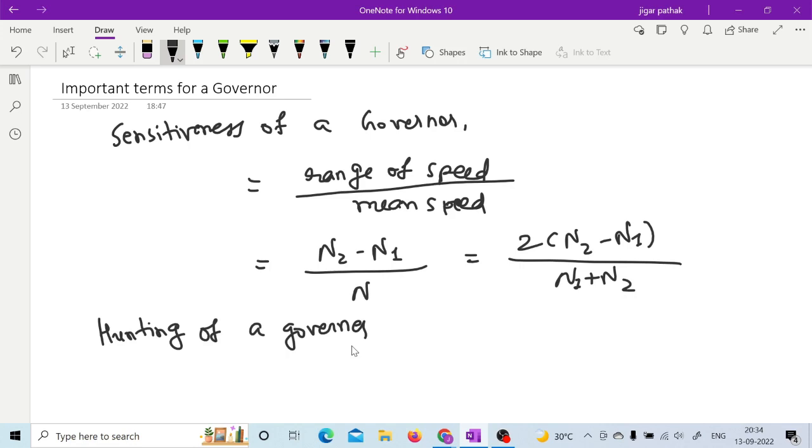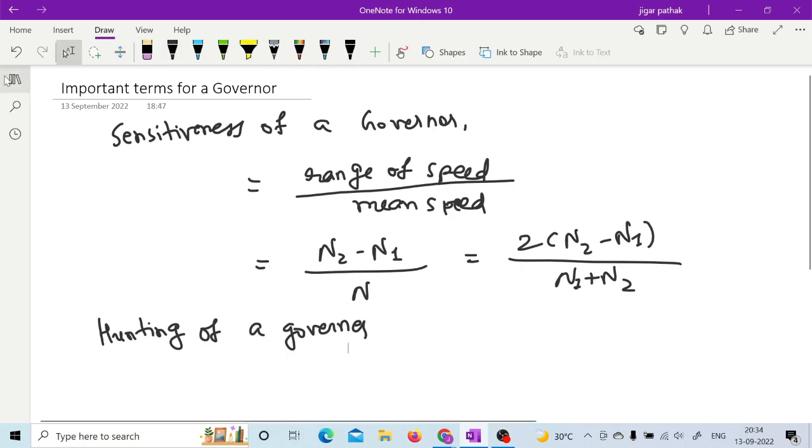But when it is doing so, during that course of time, if that fly ball comes to a position where again the speed is going to be reduced, what will happen if the speed is reduced? Then the fuel supply needs to be increased, right? Are you getting? So when your fly ball has moved up, the fuel supply is decreased, and it has decreased to such an amount that again it has come below the equilibrium position, right?